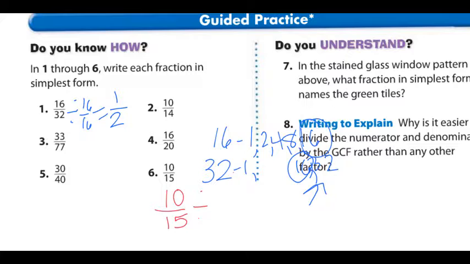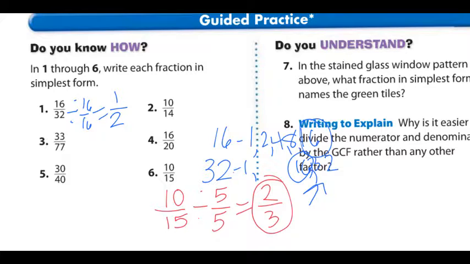I can divide by 5, and that's something I didn't need to list out. I just know 5 goes into both of them. Okay, and that was the greatest common factor, and so I would get 2/3. And I can't divide that any further besides by 1/1, but you don't need to do that because this is the simplest form.